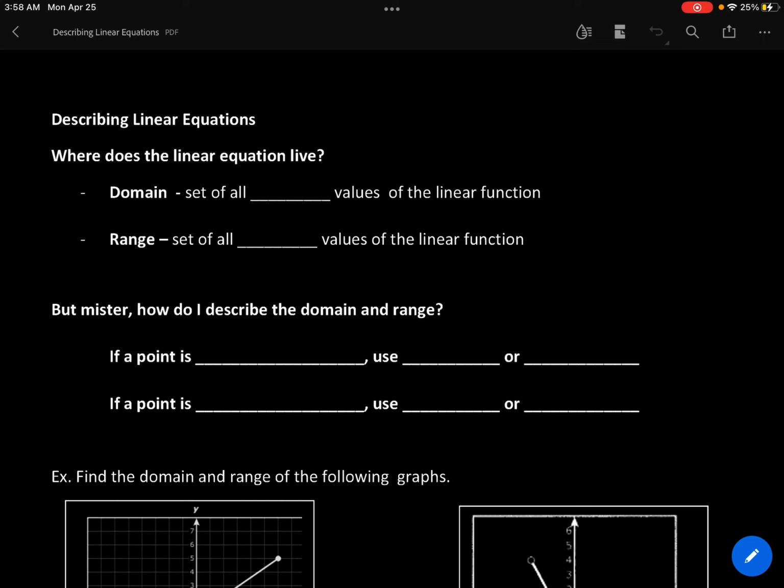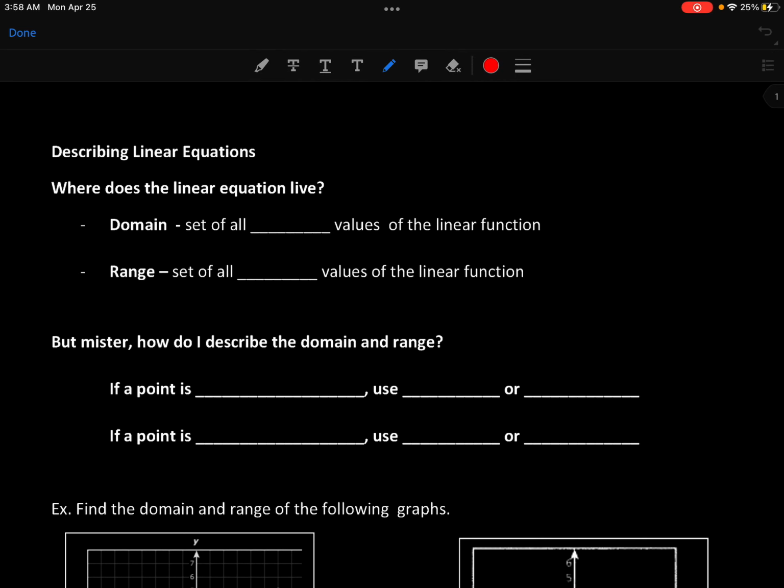It's pretty simple. Step number one, question number one: where does the linear equation live? Linear equations live first on the domain. The domain represents the set of all x values of the linear function, and the range is the set of all y values of the linear function.